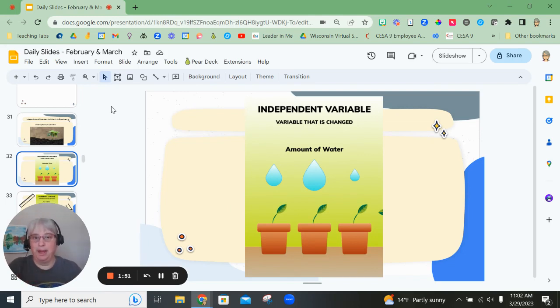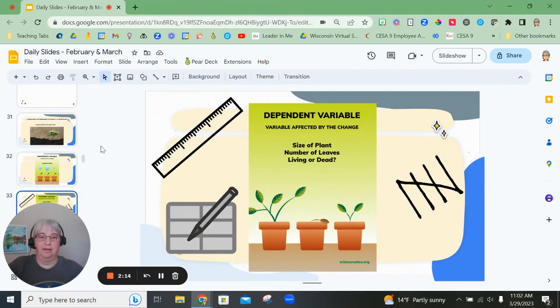So think about your experiment. What is the thing in your experiment that you're changing? And then you look at what's happening, record some data, change something so it's different, look at the results, record data, change something again. What is that thing that you're changing? That's the independent variable. The dependent variable is what you are measuring. That is what's affected by the change.